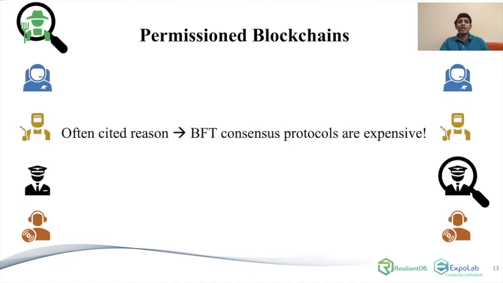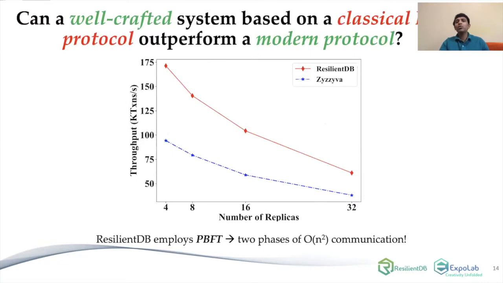So if you ask anyone, hey, why is a permissioned blockchain system not performing well? The most cited reason is that the underlying BFT consensus protocol is expensive. And that is what we want to differ at. We want to say that it's not just the BFT protocol which matters, but overall the system design also matters.